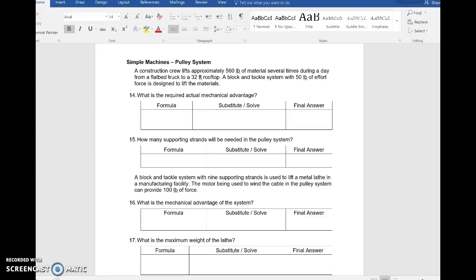Okay, in this video, I'm going to show you how to solve the pulley problems that you were assigned in class and in homework. So let's go ahead and take a look at the first one.